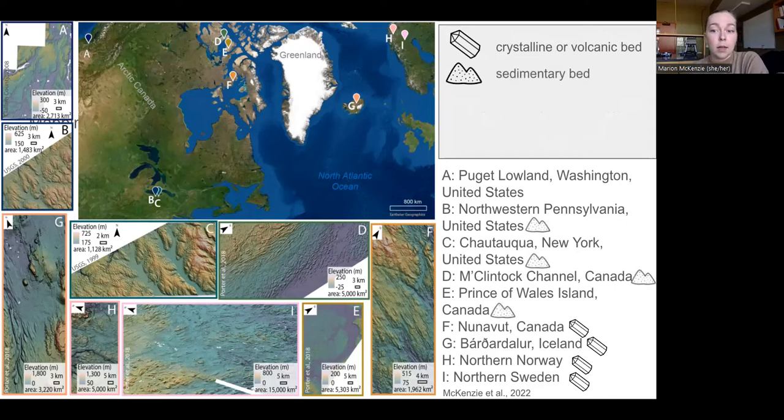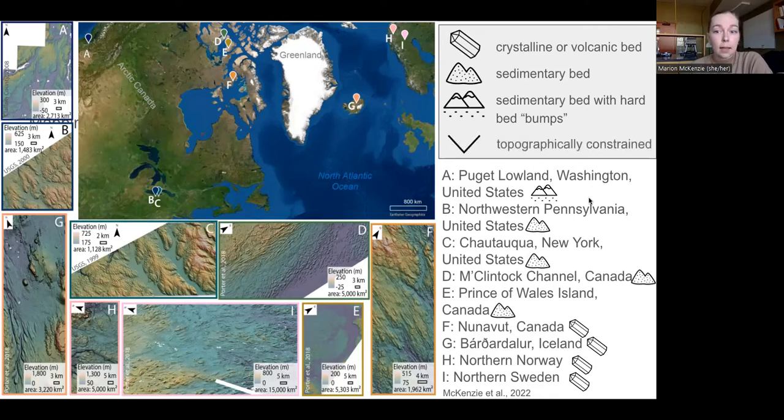Sedimentary bedrock sites are seen in northwestern Pennsylvania, Chautauqua, McClintock Channel, and Prince of Wales Island. And then a unique site that I'll explore later in this talk is the Puget Lowland of Washington State, which has a sedimentary bed with crystalline bedrock and volcanic bedrock interruptions throughout the landscape. Lastly, I classified topographic controls on each of these sites, where a site was either defined to be topographically constrained or in a valley, or topographically unconstrained. So my sites that are in a valley are the Puget Lowland, Bartholomew, northern Norway, and northern Sweden.